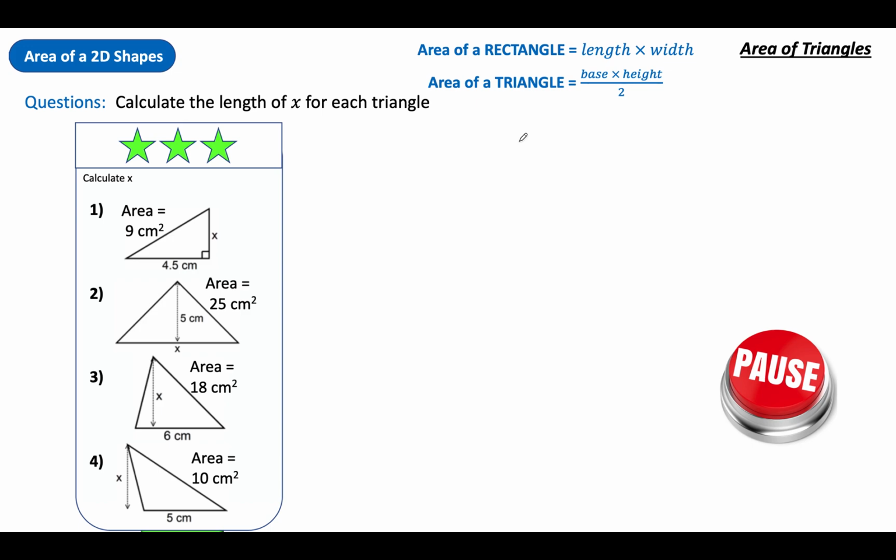If not, you've got a couple here to have a go at. I'm going to start you on the first one. Area equals base times height divided by 2. So put your numbers in. The area is 9, because it says so, 9 centimeters squared. And that equals the base of 4.5 times by the height, which is x, divided by 2. Okay, and then undo that to figure out what the answer is. Pause the video. Unpause when you're done.